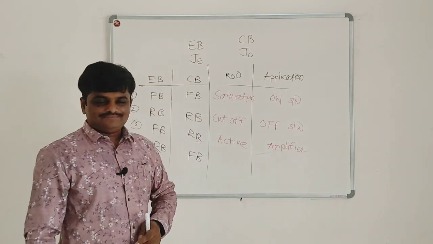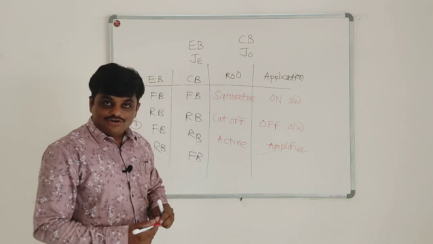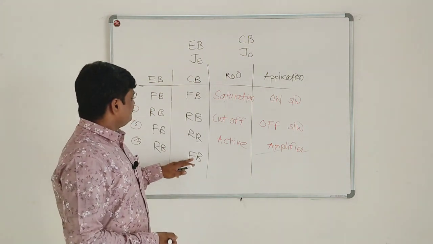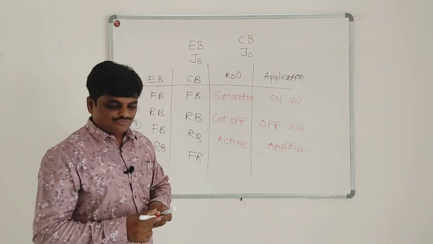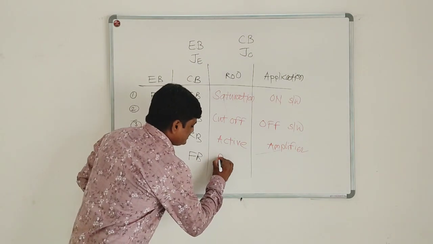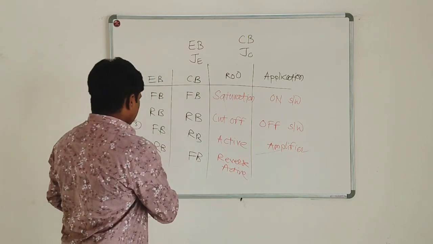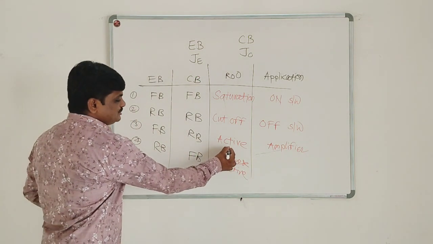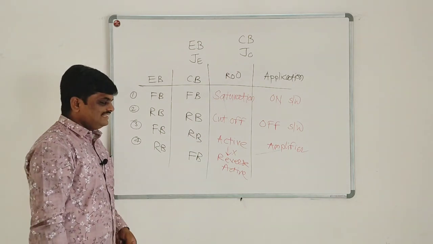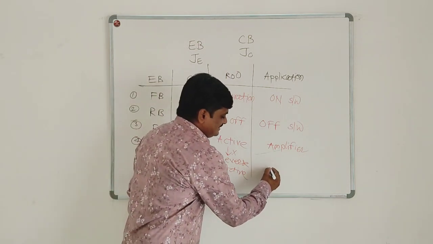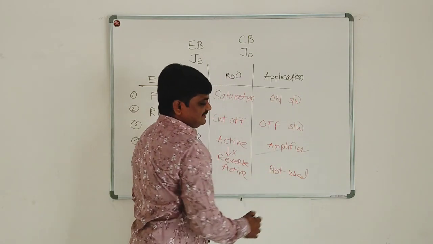Now the fourth combination, that is emitter base junction reverse bias and collector base junction forward bias. This region is called reverse active, because here the biasing conditions are opposite to the active region. So that is why it is called reverse active region. And in reverse active region, it does not have any application. It is not used practically.